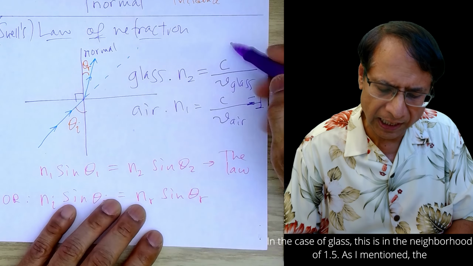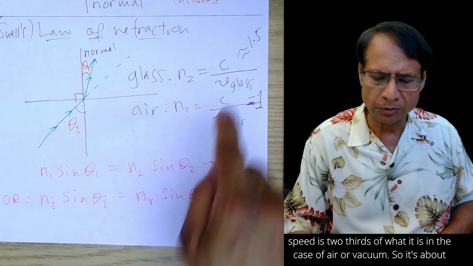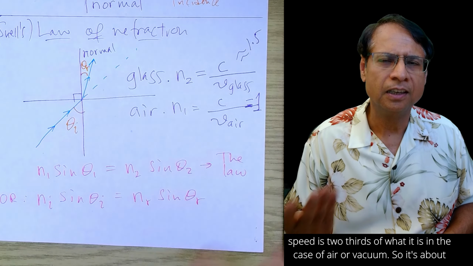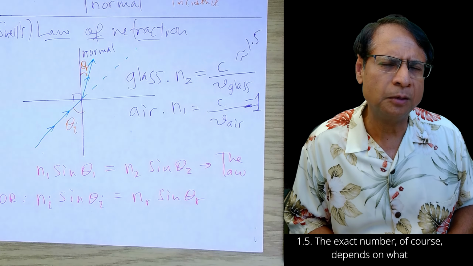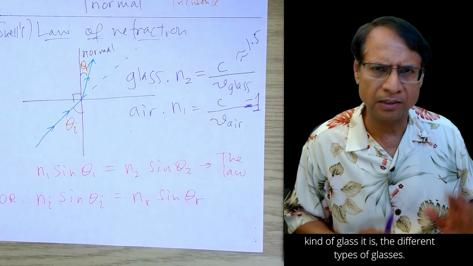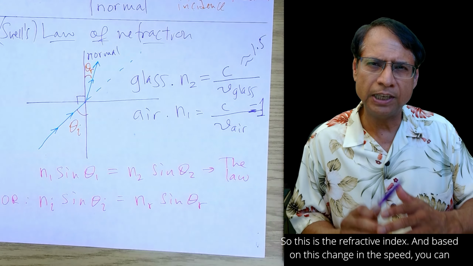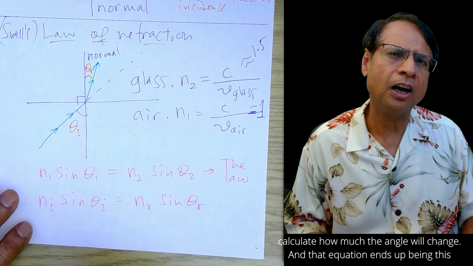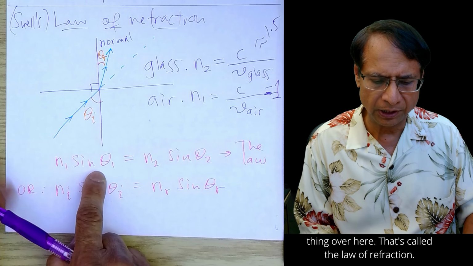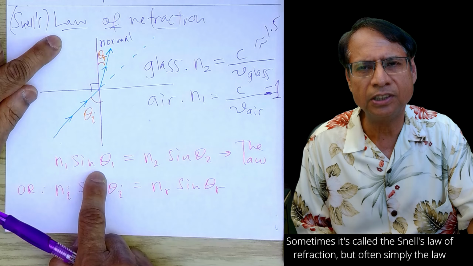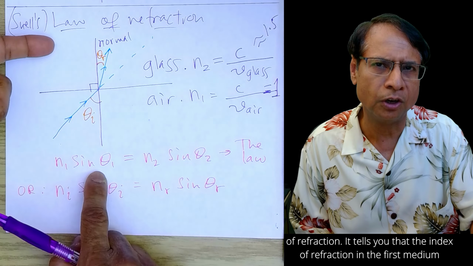In the case of glass, this is in the neighborhood of 1.5. As I mentioned, the speed is 2/3 of what it is in the case of air or vacuum, so it's about 1.5. The exact number, of course, depends on what kind of glass it is, the different types of glasses. So this is the refractive index. And based on this change in the speed, you can calculate how much the angle will change. That equation ends up being this thing over here. That's called the law of refraction. Sometimes it's called Snell's law of refraction, but often simply the law of refraction.